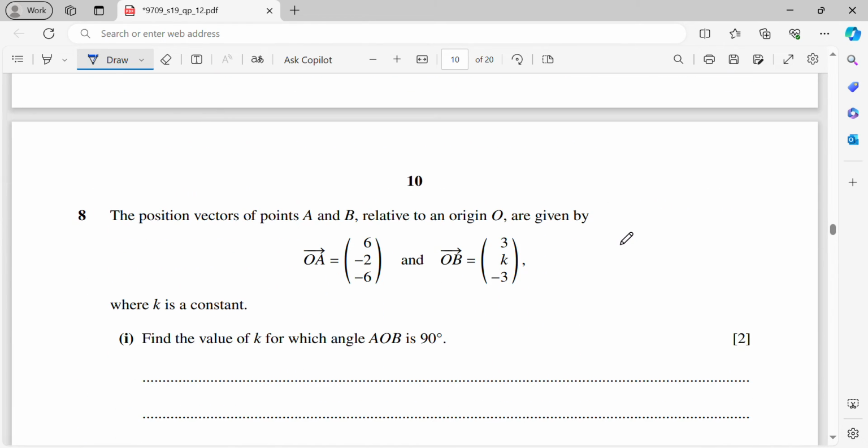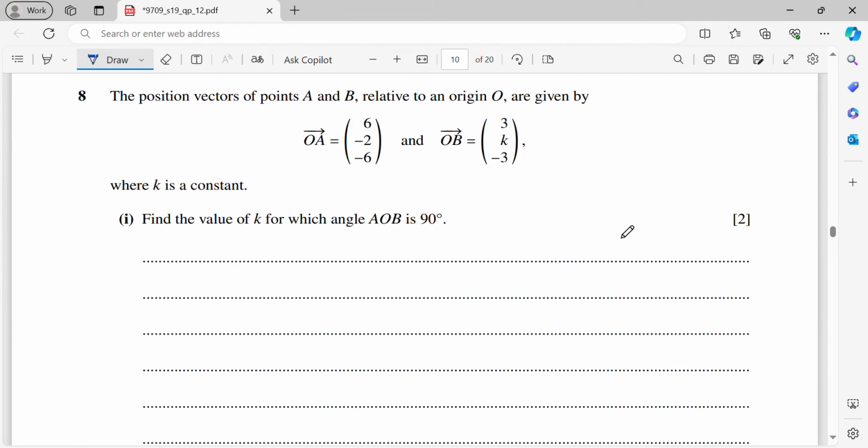Okay, next question, number 8. The position vectors of A and B are given. Find the k for which the angle AOB is 90 degrees. So for information, if AOB is 90 degrees, so here A, this is O, here is B, 90 degrees, which means OA dot OB equals 0.